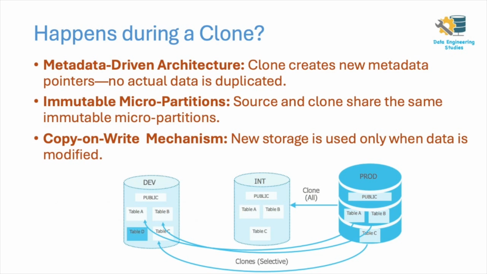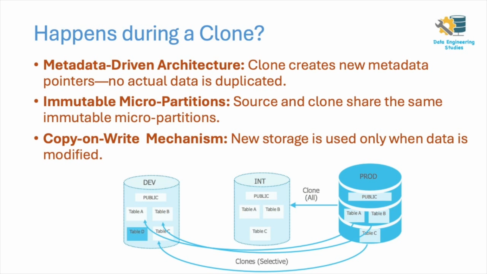Snowflake has a metadata-driven architecture. Snowflake architecture is built on metadata pointers and immutable micropartitions. When you create a clone, Snowflake doesn't duplicate the data. Instead, it creates a new set of metadata pointers for the clone that reference the same micropartitions as the source object. Snowflake has immutable micropartitions. These micropartitions are optimized compressed storage units that are never modified. So when you create a clone, both the source and the clone share the same micropartitions.